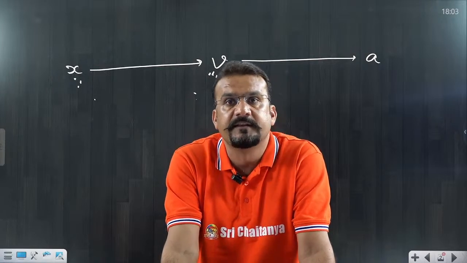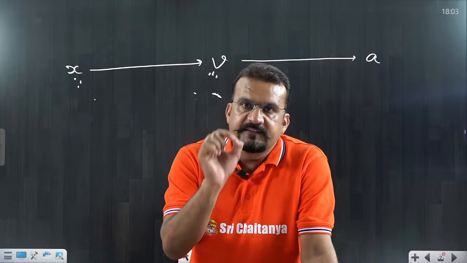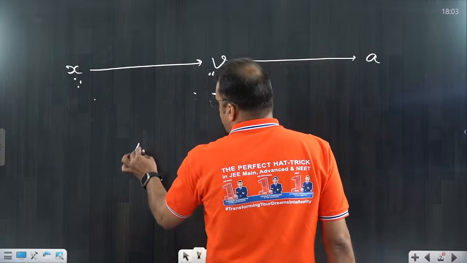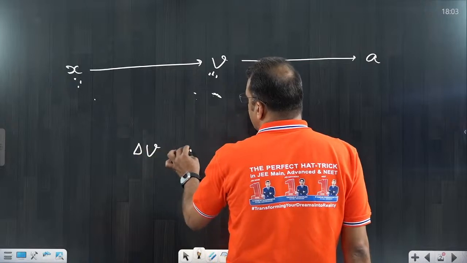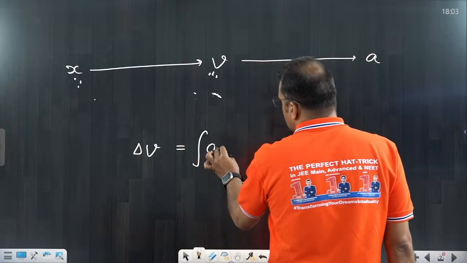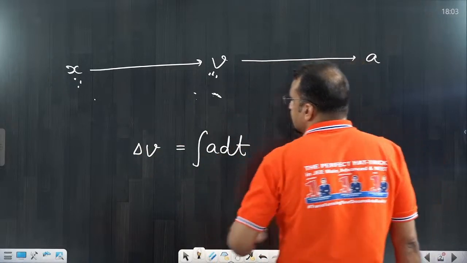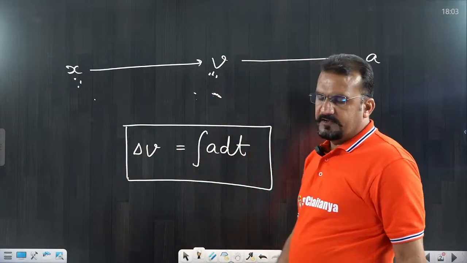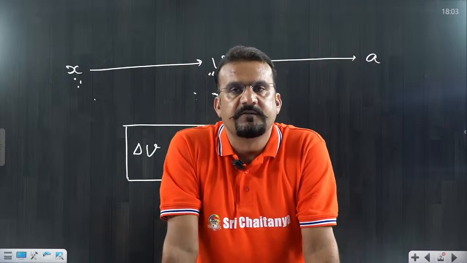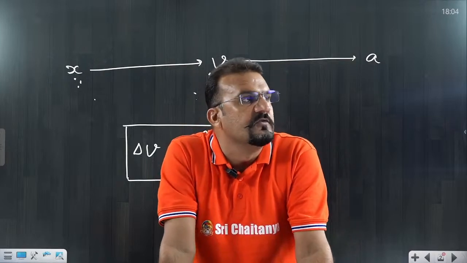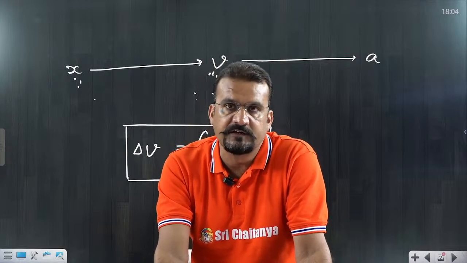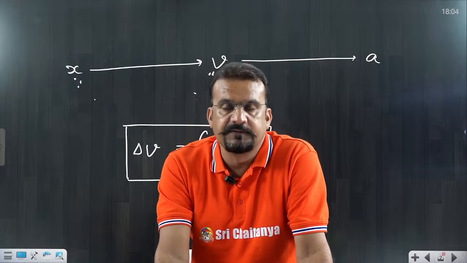Always remember, whenever an acceleration-time graph is given, this is a very important concept. I am writing it again: delta v equals integral of a dt. Most of the time when solving questions, we remember that the area of the acceleration-time curve is velocity. No, this is not velocity. This is always change in velocity. Very important. So this is the first concept.